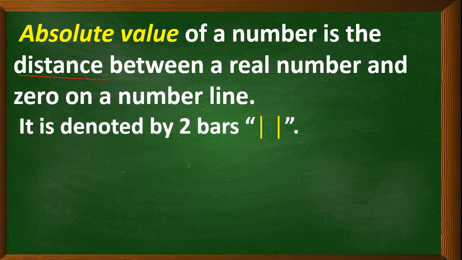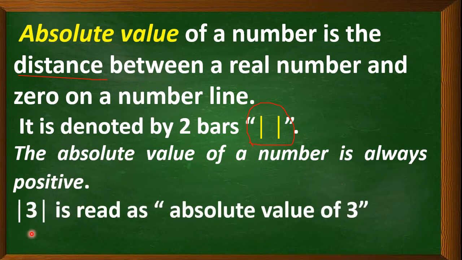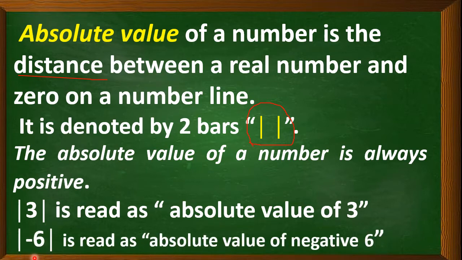It is denoted by two bars. So this one is the symbol for the absolute value. The absolute value of a number is always positive. So therefore, we don't have a negative value for the absolute value. This is read as absolute value of 3. And this one is read as absolute value of negative 6.